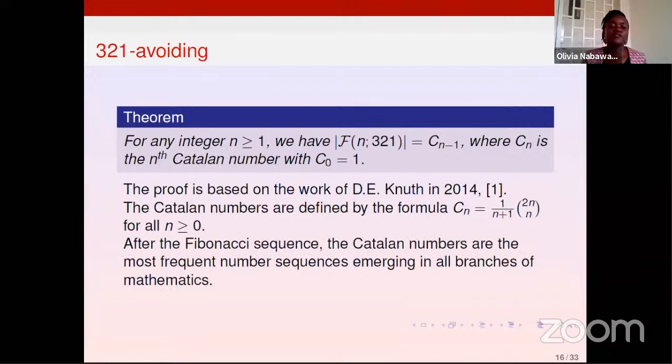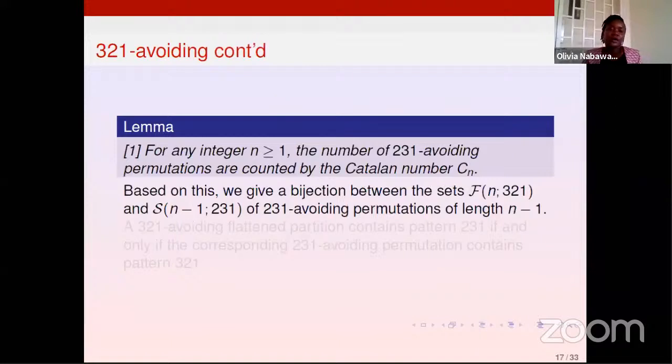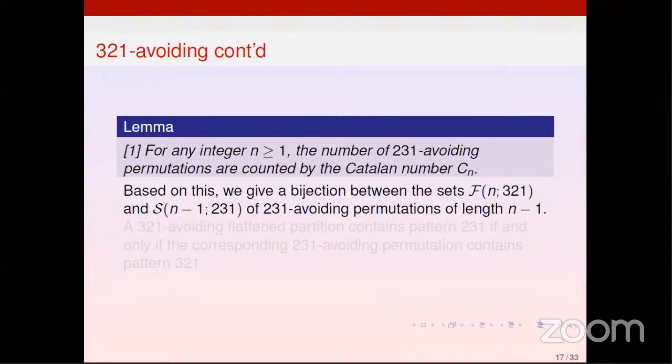And in fact, after the Fibonacci sequence, Catalan numbers are the second most famous sequences emerging in different branches of mathematics like combinatorics, algebra, geometry, and many others. So we also came across the Catalan numbers when we were looking at this set. So Donald Knuth, in his work, proved that the number of 231 avoiding permutations, these are permutations and not flattened partitions, is counted by the Catalan number. And we also come across the Catalan number when we are looking at 321 avoiding flattened partitions.